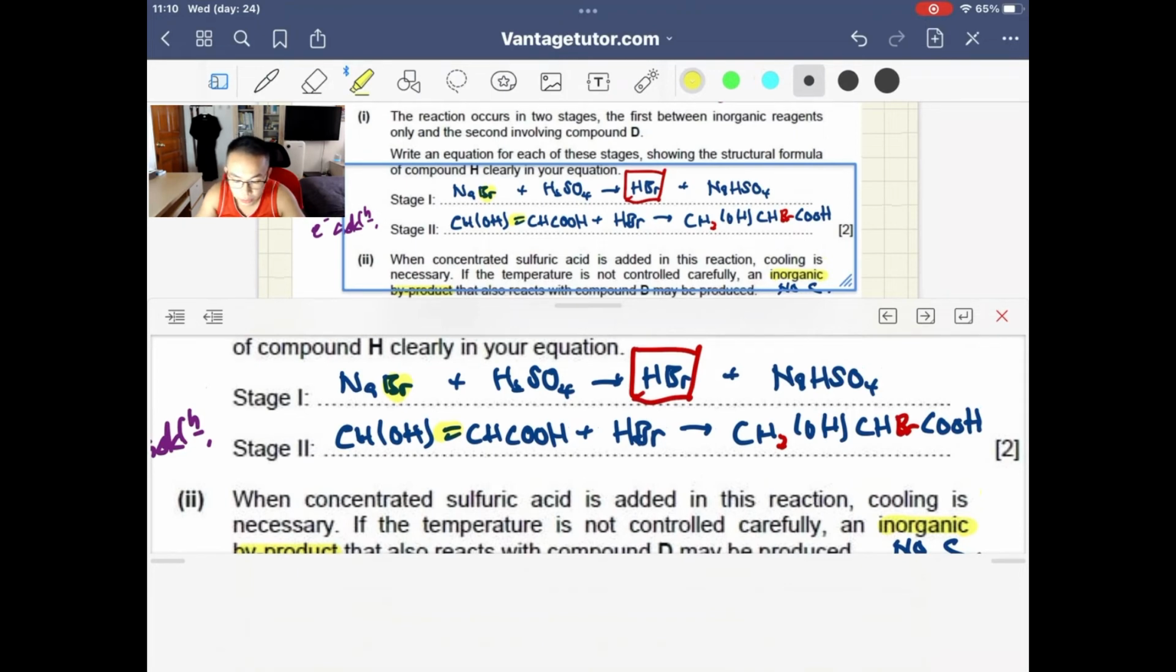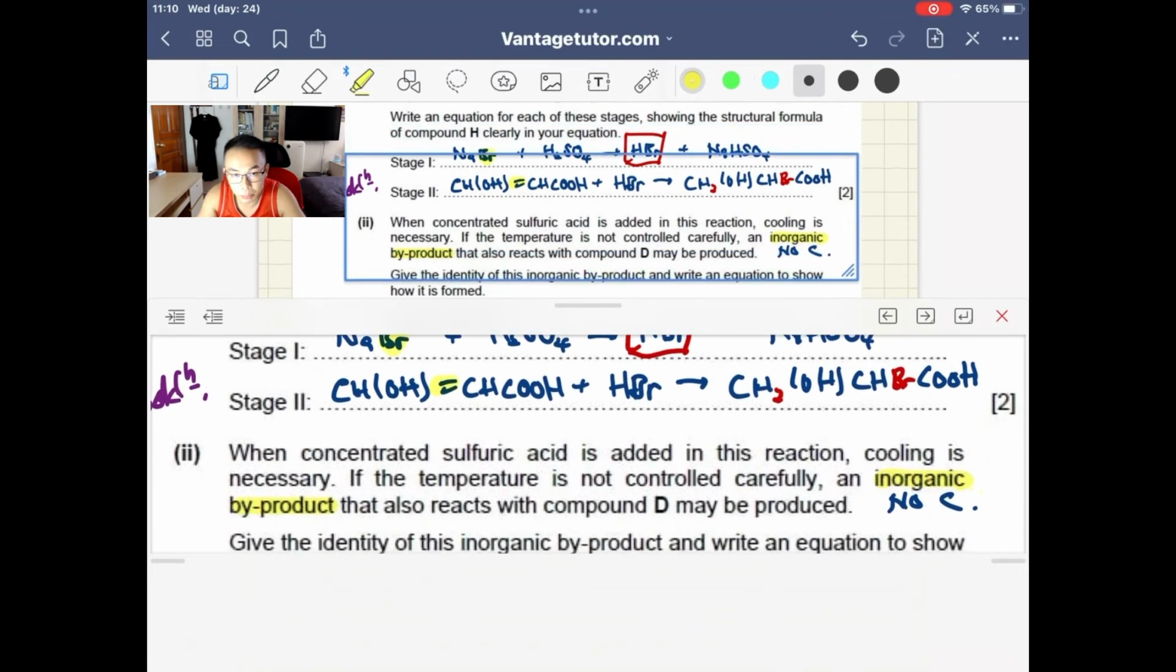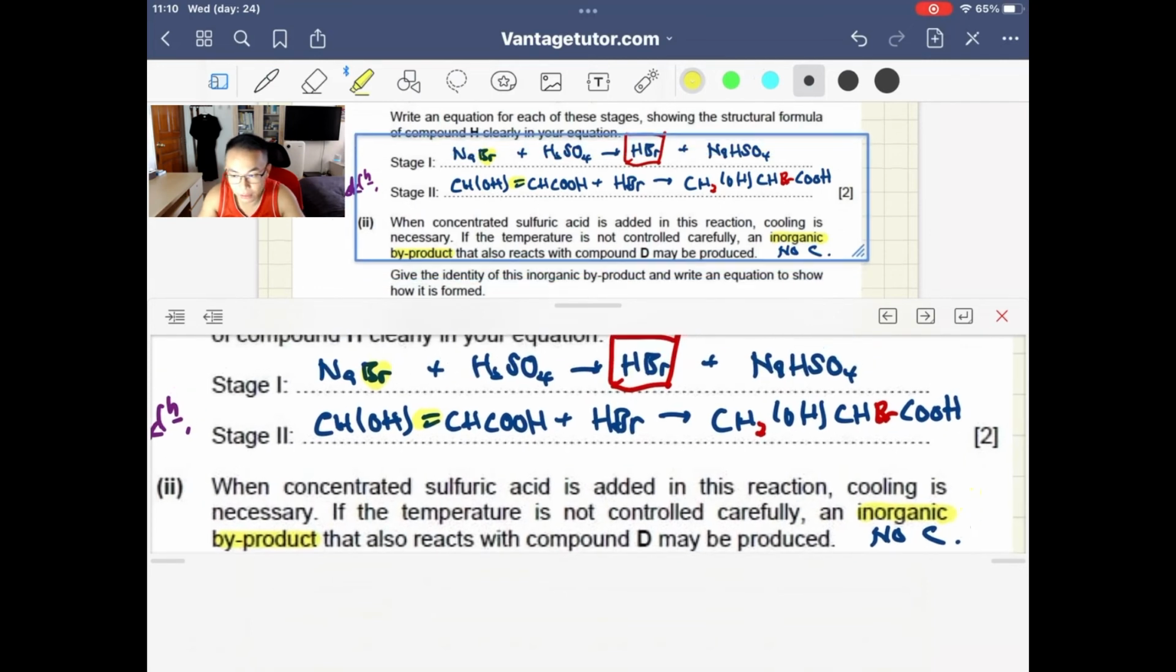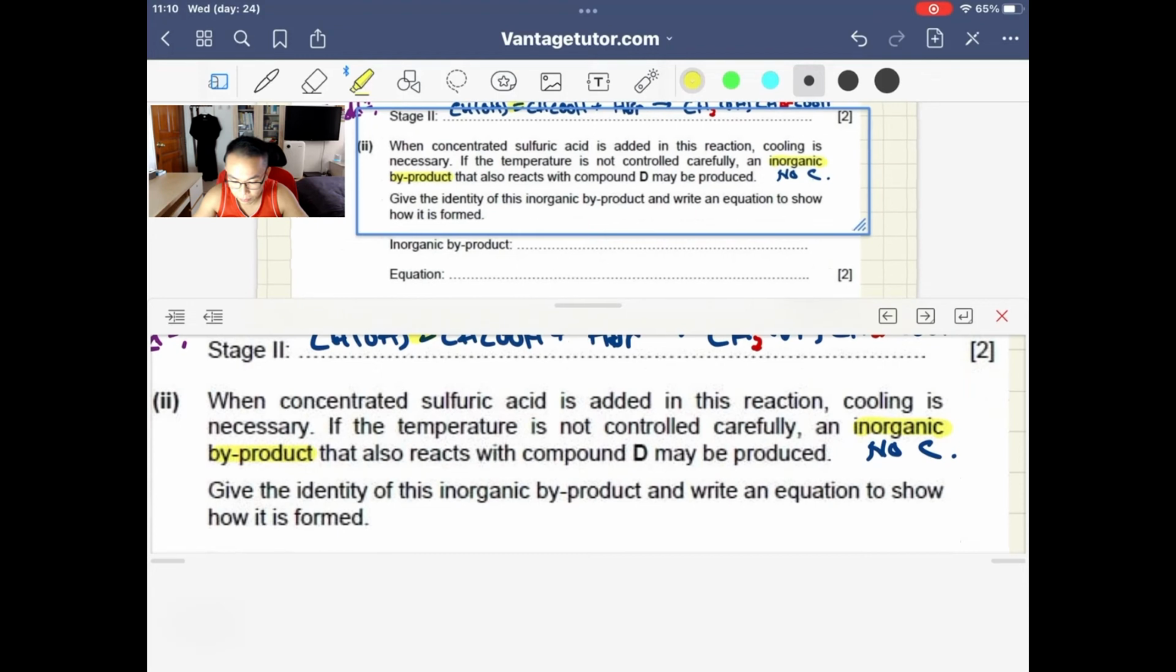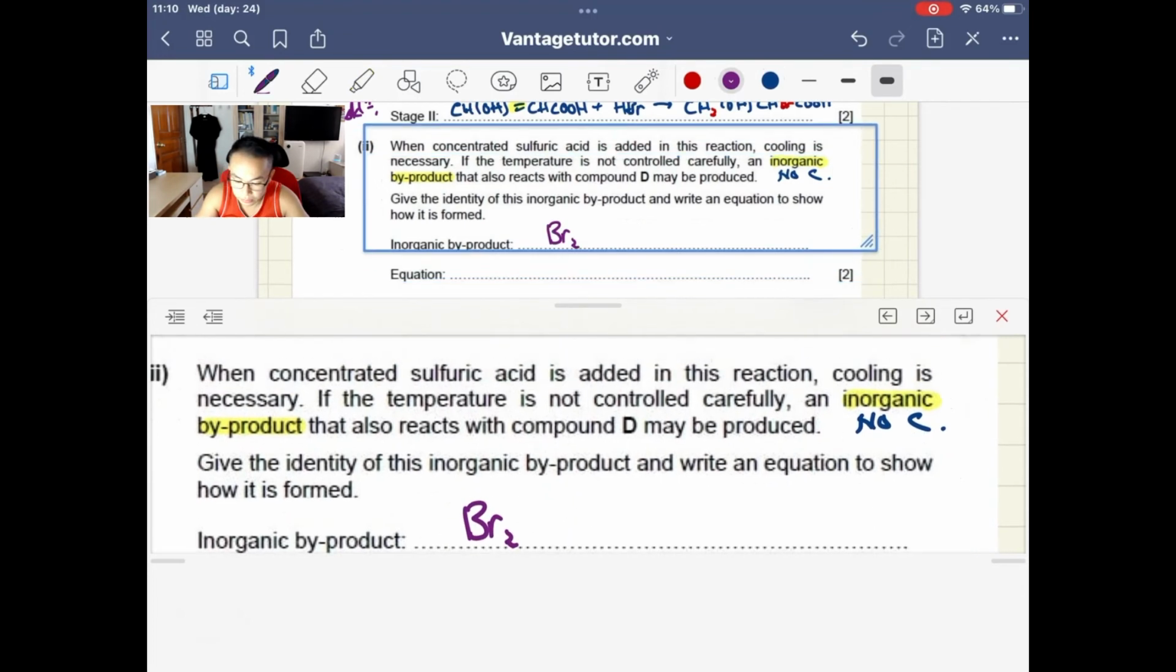So most probably, combined with the fact that there is an inorganic byproduct, I will suspect that the byproduct is actually Br2, because there's no other compound that is related to your electrophilic addition and also at the same time to this NaBr. HBr, first part, and therefore second part, most probably is Br2. Okay, so give the identity of this inorganic byproduct, write equation to show how it is formed. So this inorganic byproduct, I would think, is Br2. Okay, the state symbol is not important.